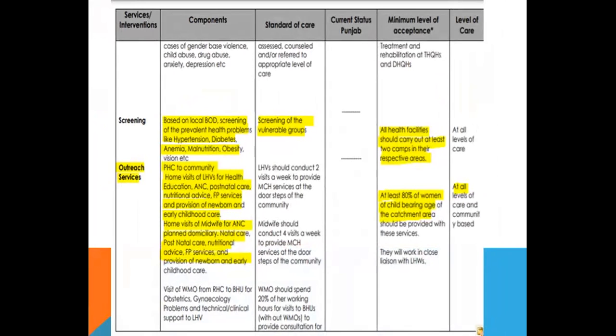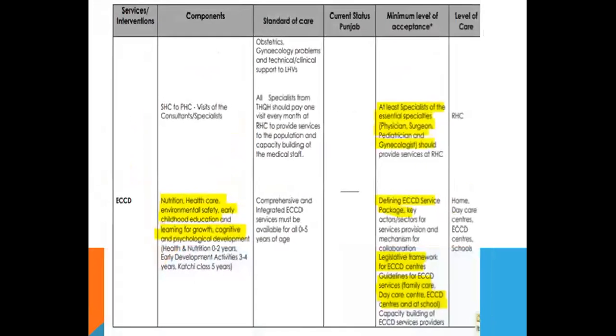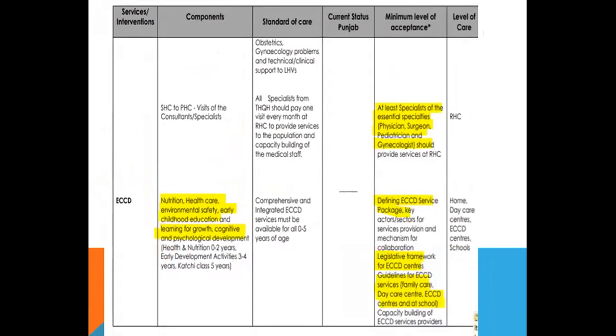There should be outreach services, for example community health workers, postnatal care, ANC visits, and family planning services, and at least 80% of women of childbearing age in the catchment area should be provided with these services. There should be ECCD, nutritional healthcare, environmental safety, and early child education, and at least essential specialists should provide services.